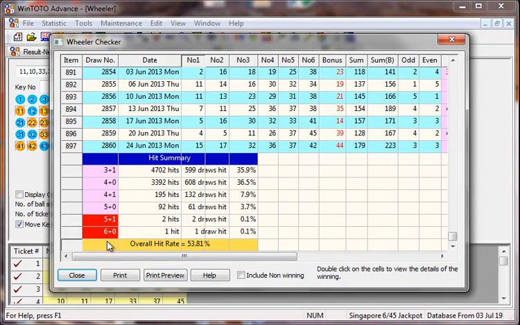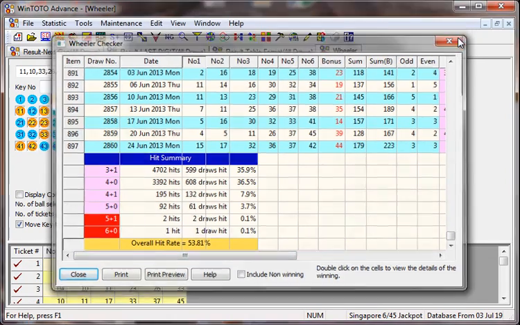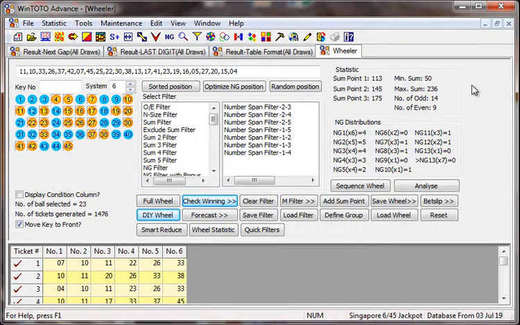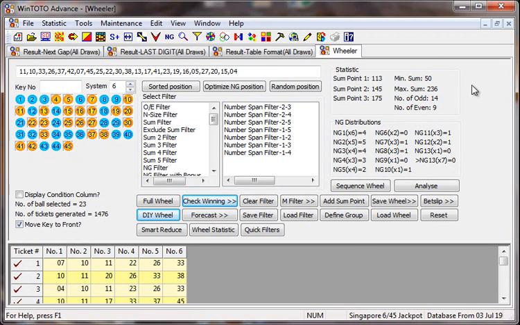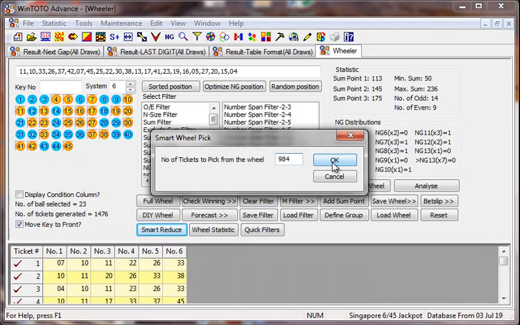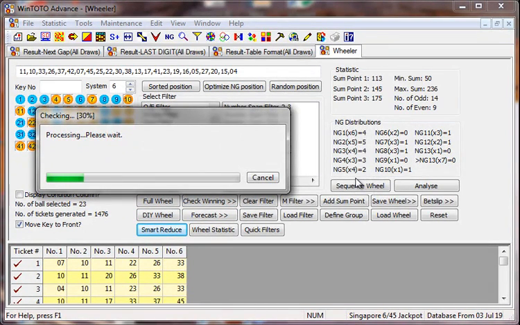Now, bear in mind that the savings you have is over $300. From 2,259 down to 1,476 is about 700-over tickets. It's over $300 in savings, as I just mentioned. And the drop in winning percentage is hardly more than 2%. I can tell you, it's justified. But of course, you can go one step further by using the Smart Reduce, down to 984 tickets. There you go.